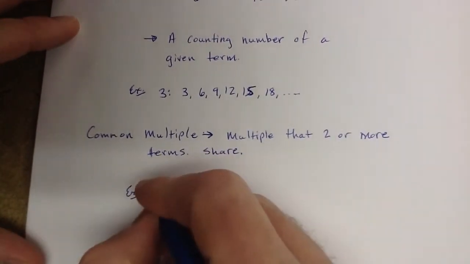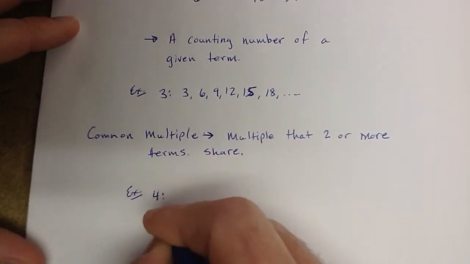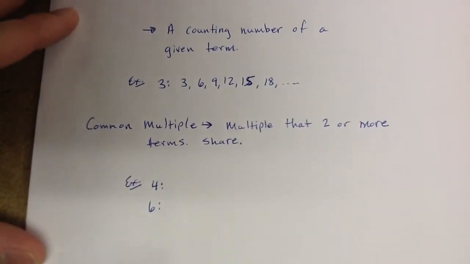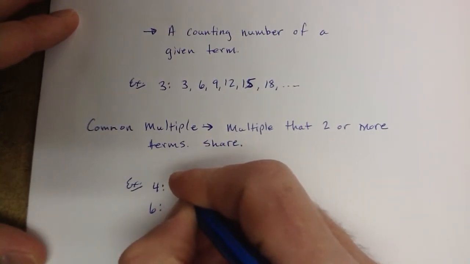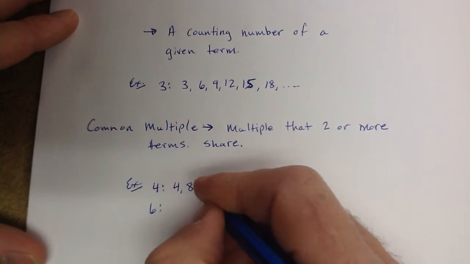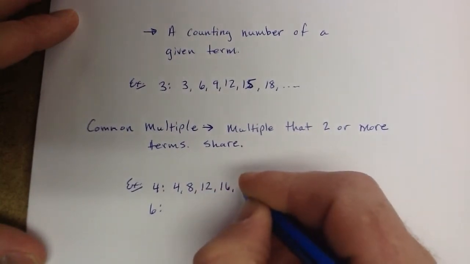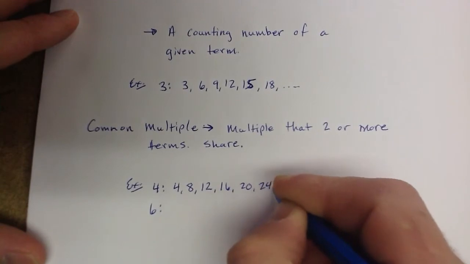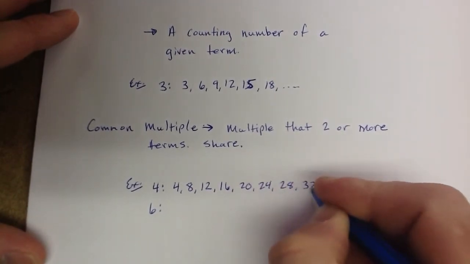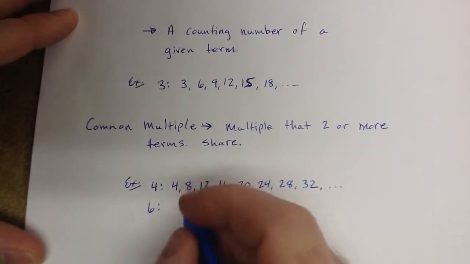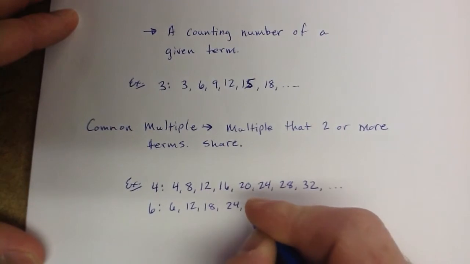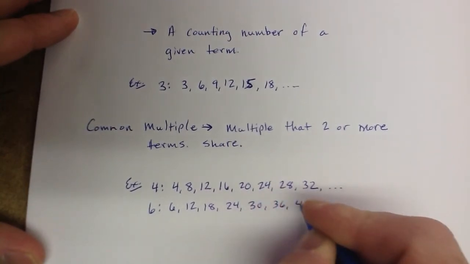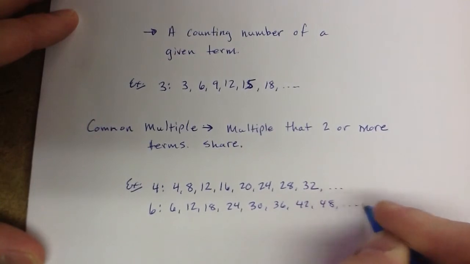So let's take a look at the terms 4 and 6. Now, we're not going to list all the multiples. That would be impossible. They would go on forever. So let's just list the first 8. So think 4 times 1 is 4. 4 times 2 is 8. 4 times 3 is 12. So on and so forth until you get to the first 8. First 8 multiples of 6: 6, 12, 18, 24, 30, 36, 42, and 48.